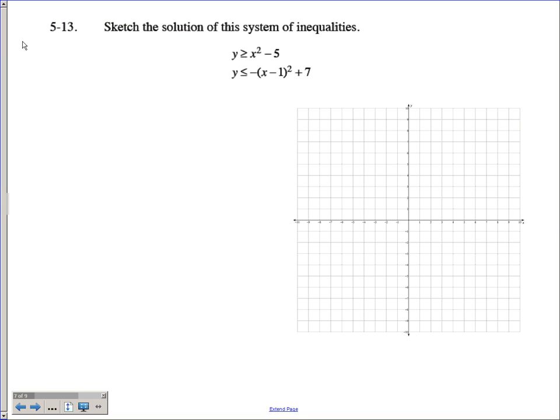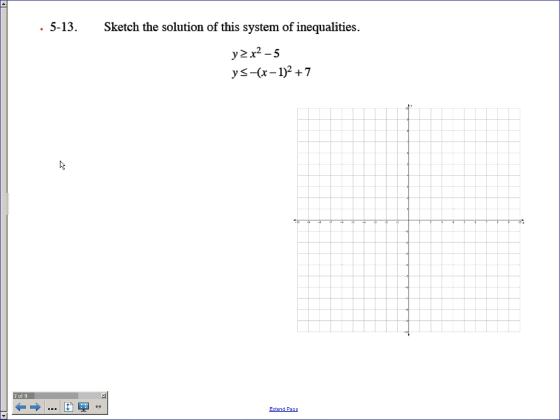All right, here we go. Problem 5-13. Sketch the solution of this system of inequalities. We have y is greater than or equal to x squared minus 5, and y is less than or equal to the opposite of the quantity x minus 1 squared plus 7. So they're asking us to go ahead and graph them.